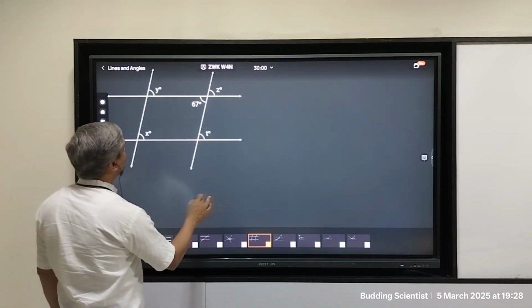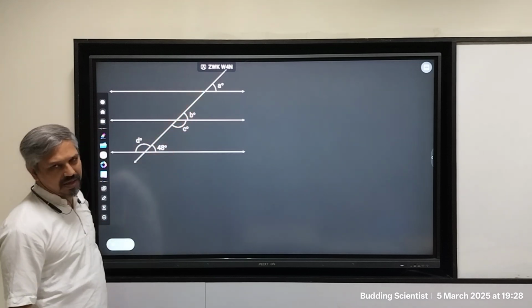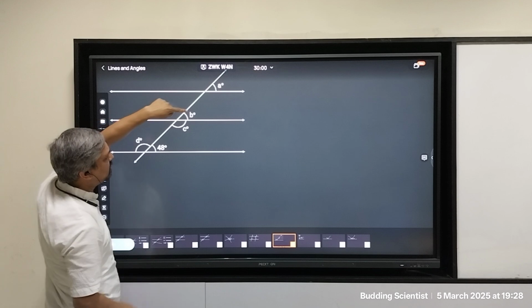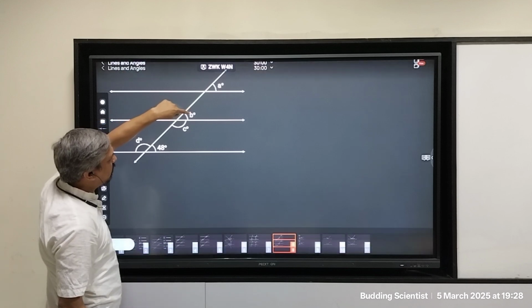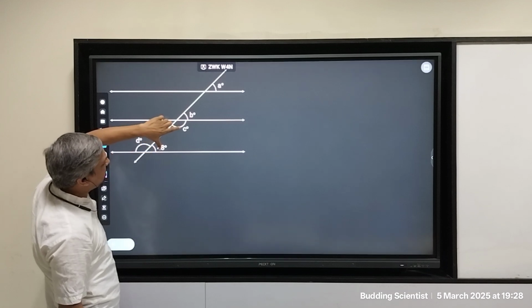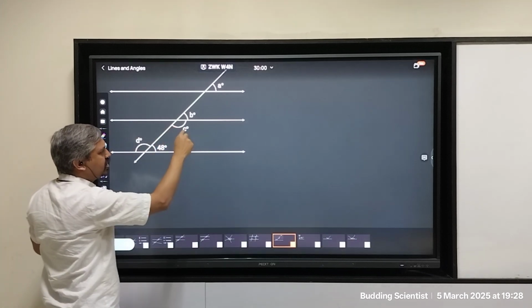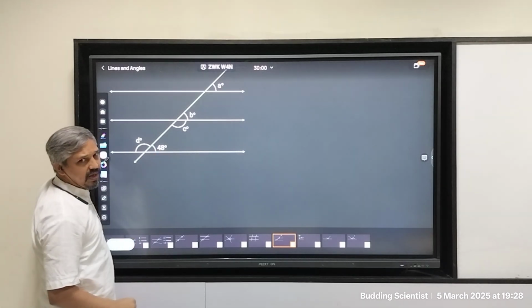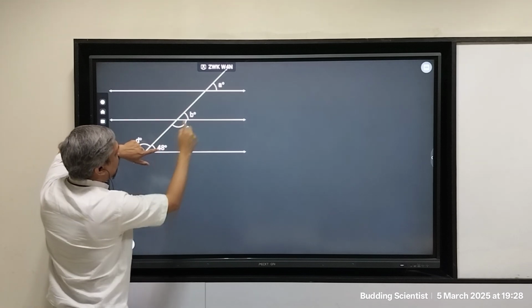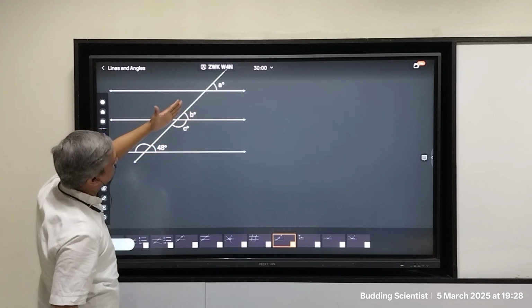Next, find the value of A, B, C, D. No, I'm not writing this. This is 48. If this is 48, this is also 48. B is 48. Why? Because this and this are corresponding angles. These two are co-interior angles, so their addition is 180 degrees. So C plus 48 degrees will be 180 degrees. So C is equal to 180 minus 48, which is 132 degrees. Or you could say that 48 and B are corresponding, and B and C form a linear pair.